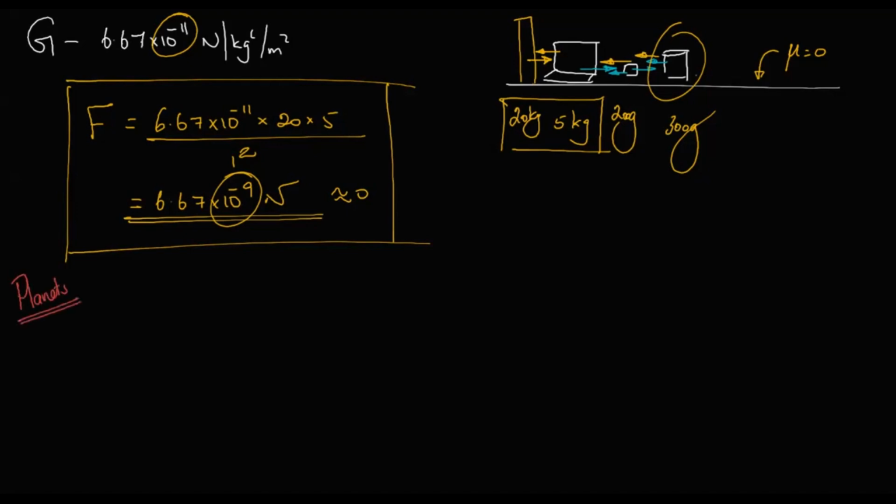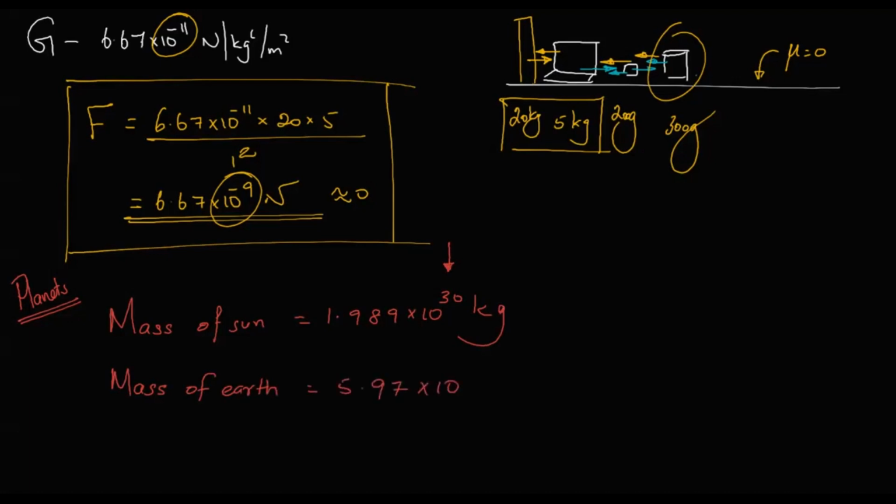So usually we use these concepts for planets, right? The reason why we use it for planets is because of the mass of the Sun. If I have to give you a value, the mass of the Sun is 1.989 times 10 to the power of 30 kilograms, right? So 10 to the power of 30 means that you have 30 zeros. And the mass of Earth is 5.97 times 10 to the power of 24 kilograms, right? So that is the mass of Earth.